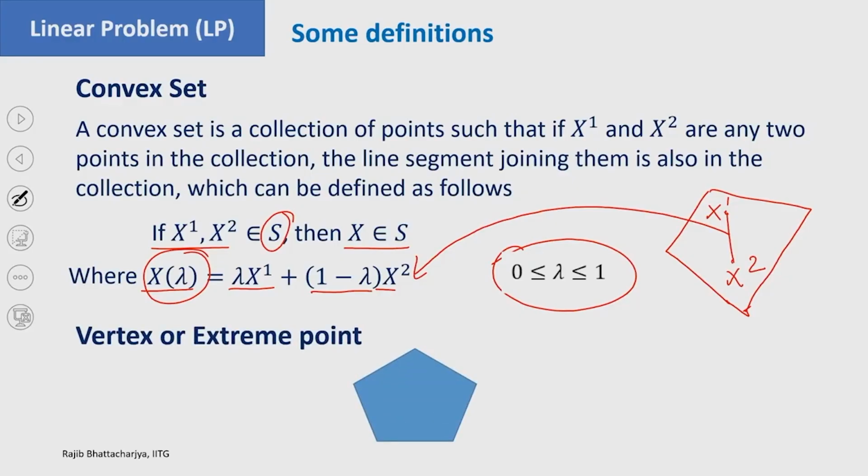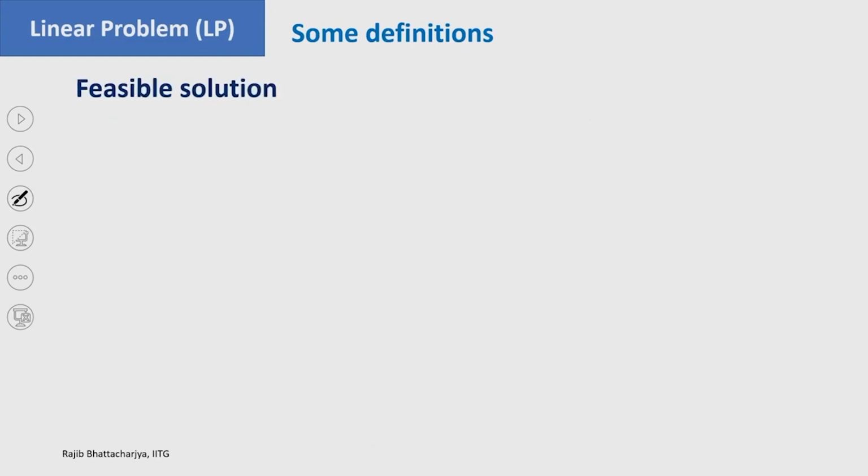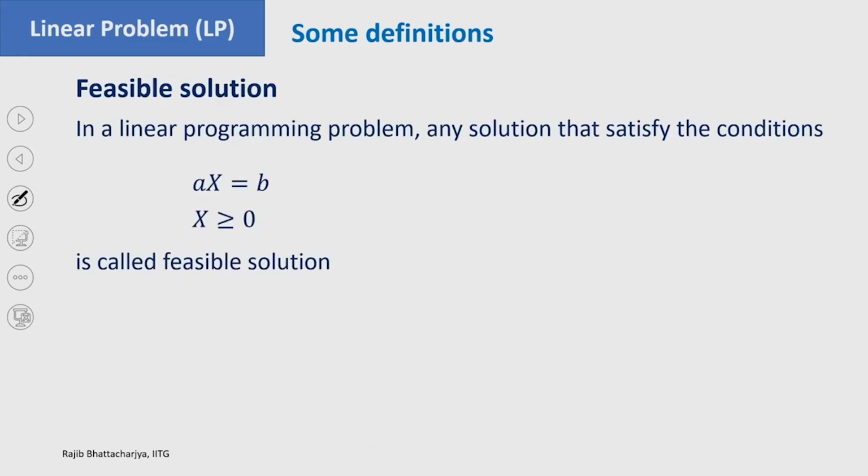Now, vertex or extreme point. So, these are the vertex or extreme points of the solution space. Now, what is a feasible solution? In a linear programming problem, any solution that satisfies the conditions, that means the constraints, Ax equal to b and x greater than or equal to 0, is called a feasible solution.